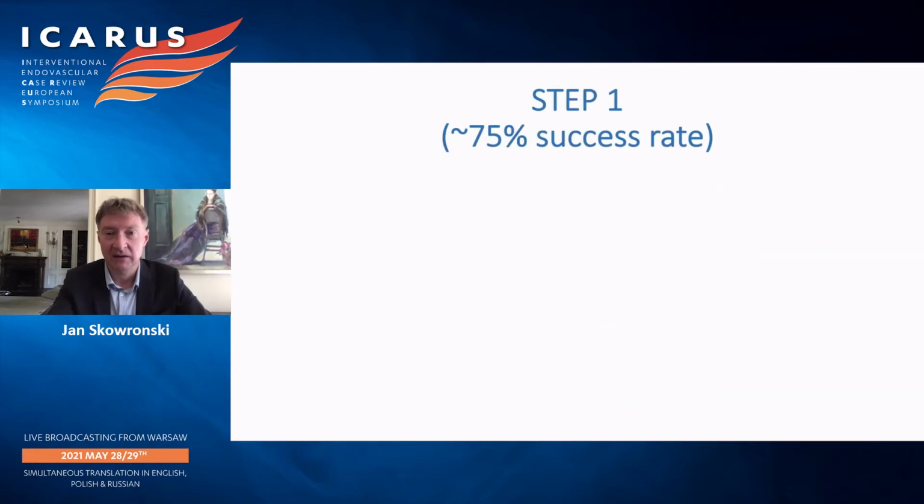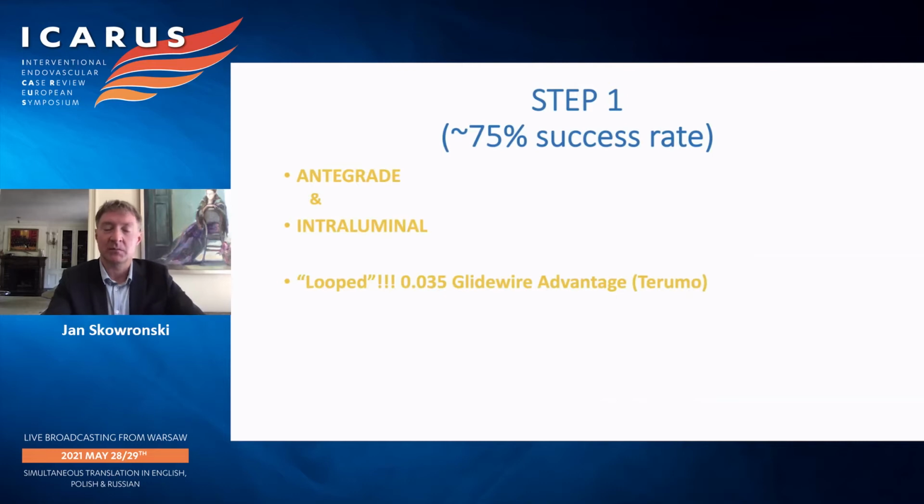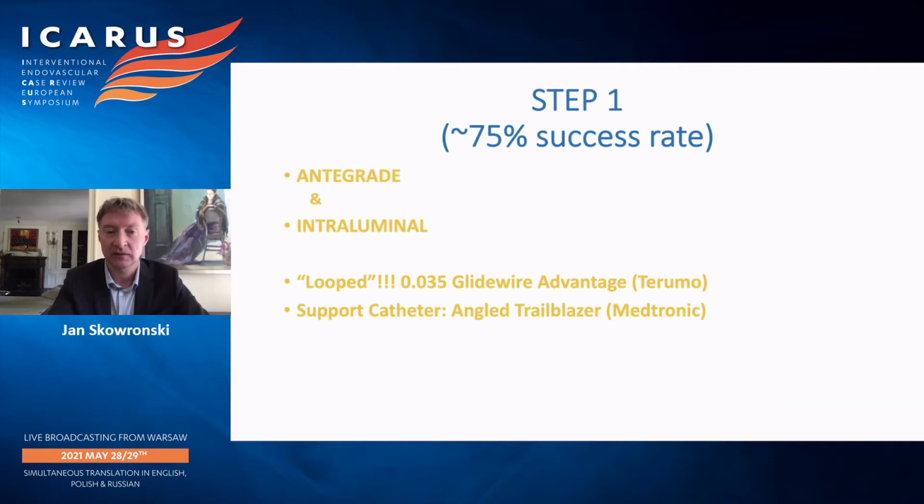The first step I do in treating these cases, I go antegrade and intraluminal. But I have my own technique that has been adopted by many other operators, and I've been very, very successful with it. I take a Glidewire Advantage from Terumo 035, but I loop it at the beginning of the case. I use a support catheter, and I typically would use an angled Trailblazer from Medtronic. And I never use a straight wire on those cases.